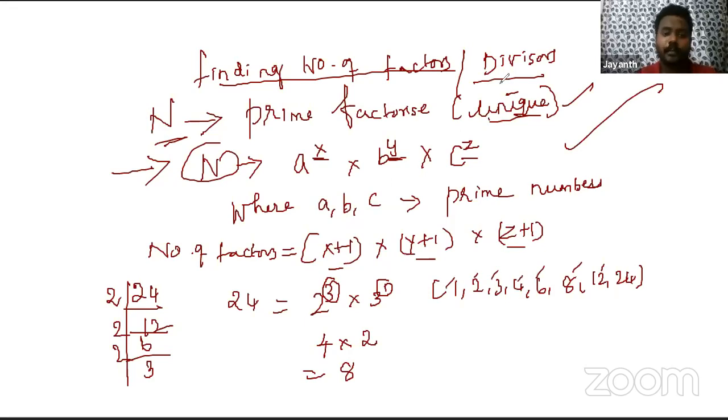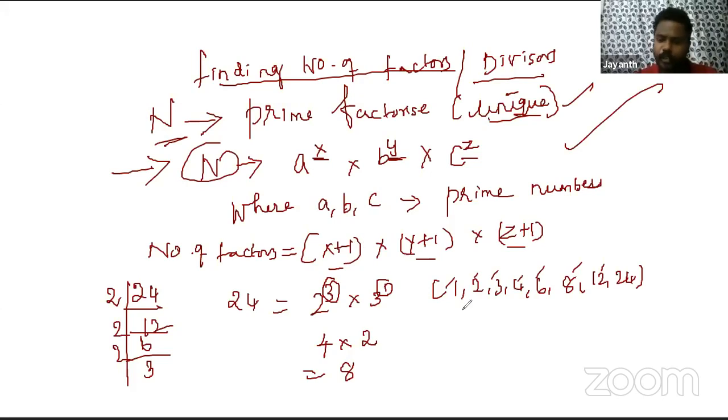Okay, sir, you said that I may ask a doubt. What does that mean? Sir, you said prime factorization is unique. Everything, you are prime factorizing the number, but why are you adding 1 to each prime number's power?